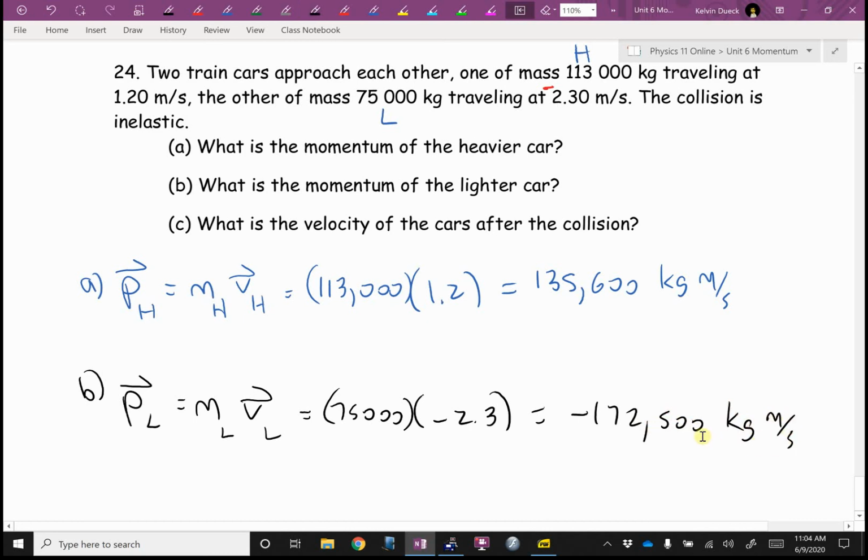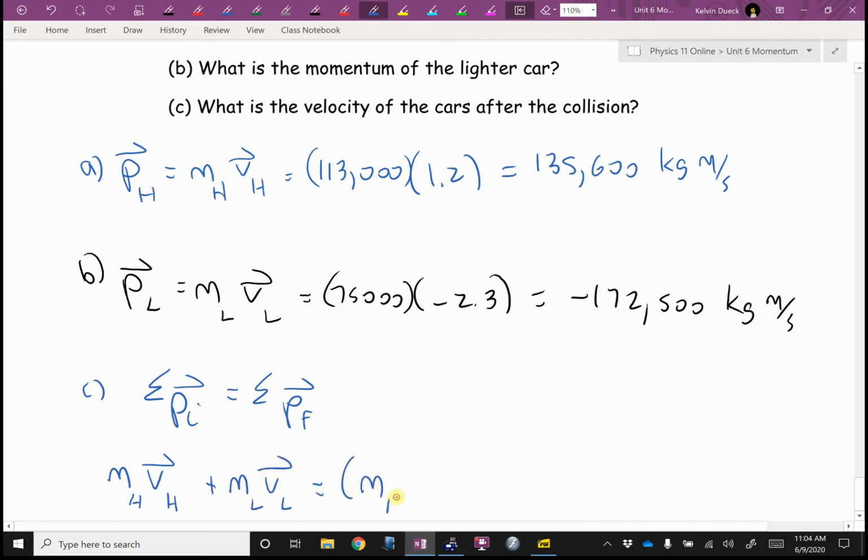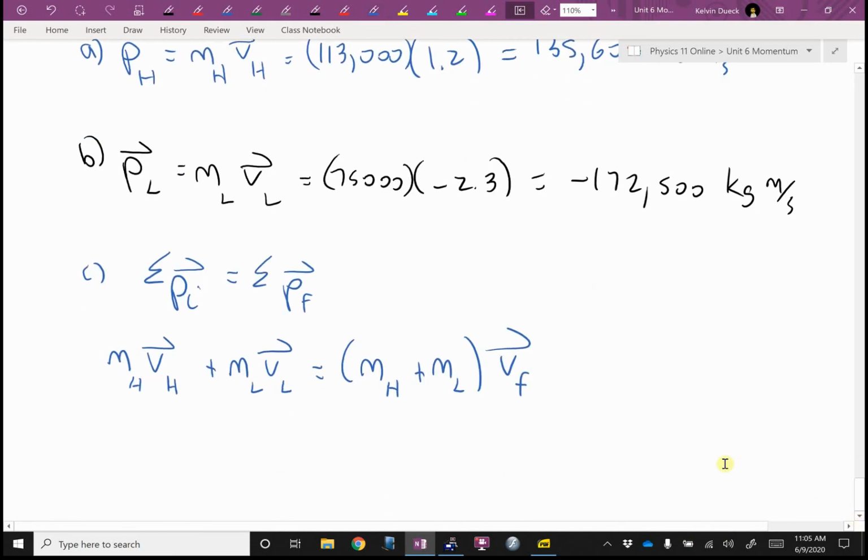What's the velocity of the cars after the collision? It's inelastic, so they stick together. Okay. The total momentum we start with has to equal the total momentum we finish with. Before the collision, we have mass of the heavier car, velocity of the heavier car, plus mass of the lighter car, velocity of the lighter car, and when they collide, they stick together. I'll call that V final or V both or something like that. So the final velocity is going to be mhvh plus mlvl divided by mh plus ml.